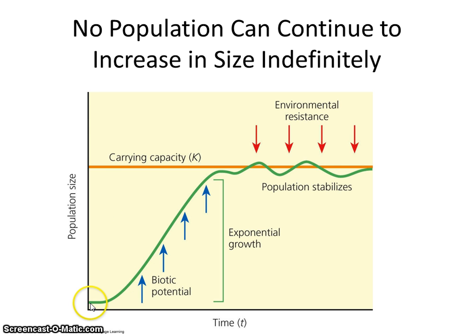So let's start down here at the origin of the graph. What we are looking at with the green line is a population as it begins to grow. In this example, that green growth up until right about here is exponential. And the reason why it is exponential growth is because it is not limited by any limiting factors. And so they're able to grow at their biotic potential.